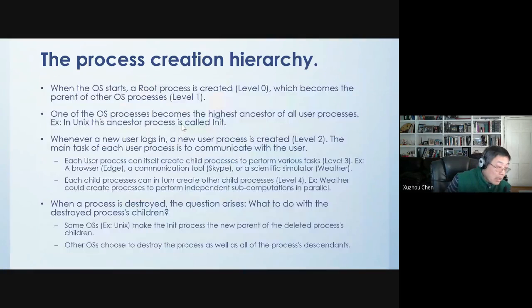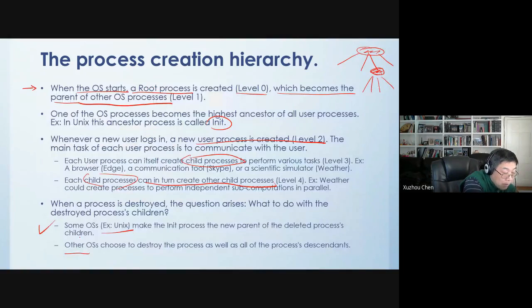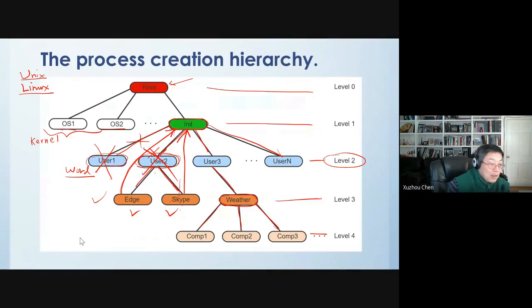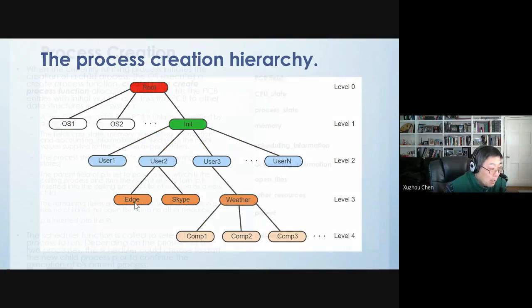Now the other approach: when the parent process dies, the operating system is going to destroy all the child processes. So now user 2 is going to die, so I'm going to destroy all of these. This is the approach taken by other operating systems.